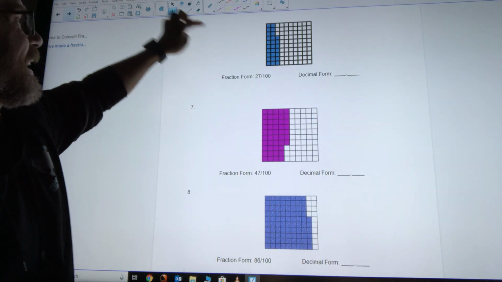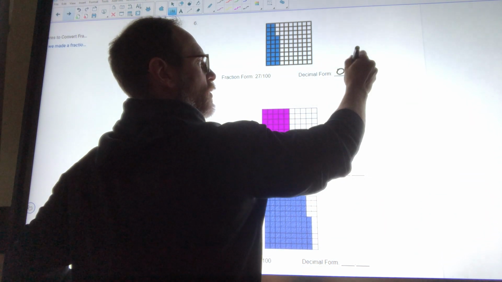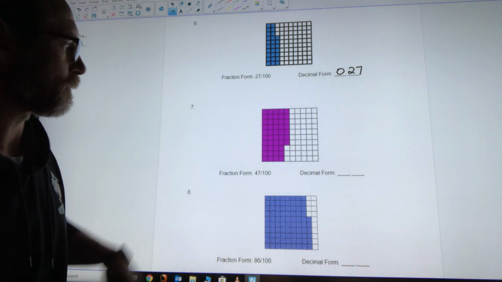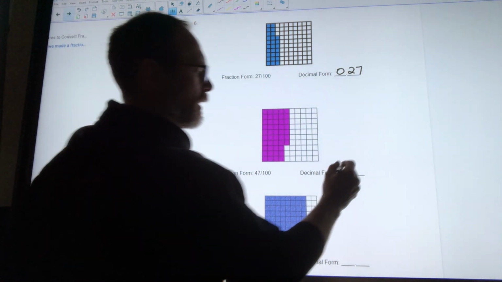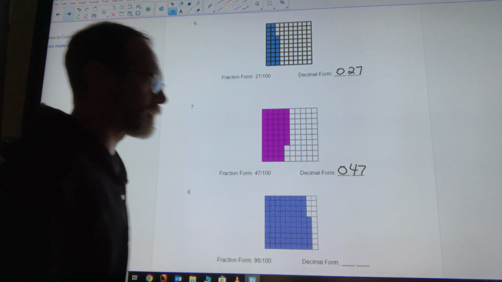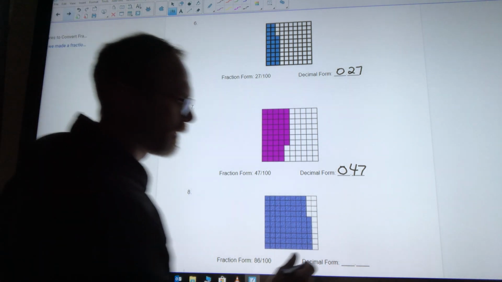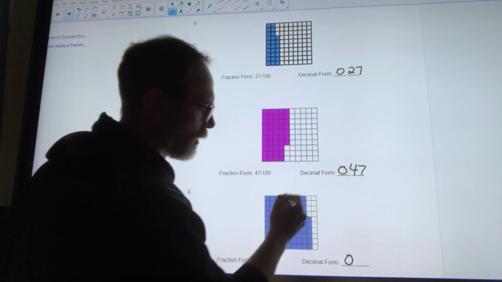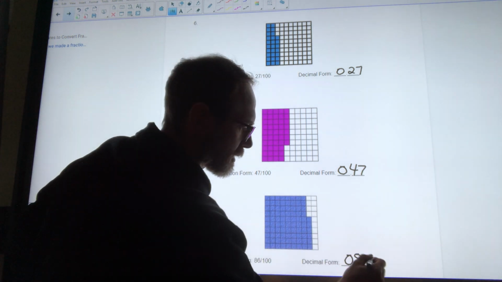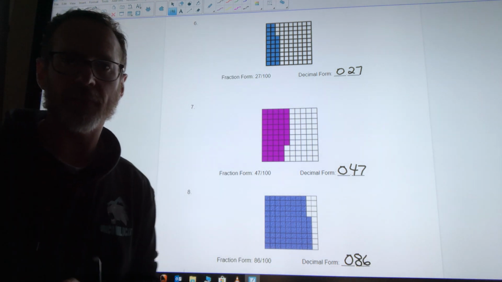There we have number 6, we have 27 hundredths. So that would be 0 with 2 tenths and 7 hundredths, right? 27 hundredths. 47 hundredths would be 0 with 4 tenths and 7 hundredths, 0.47 or 47 hundredths. And the last one, 86 hundredths, would be 0 with 8 tenths and 6 hundredths. Yes? Take a look at your answers and see if they agree with mine.